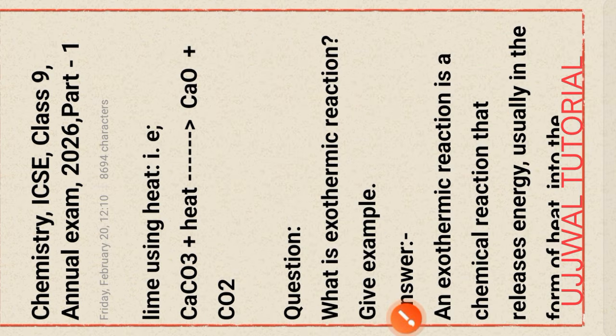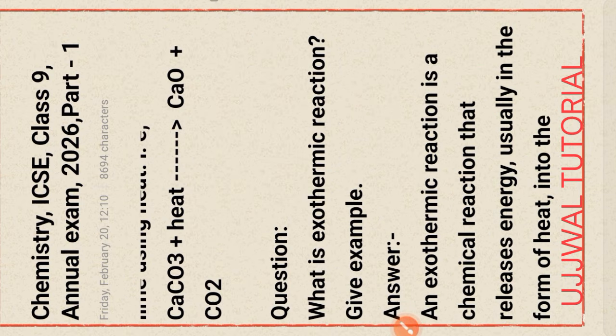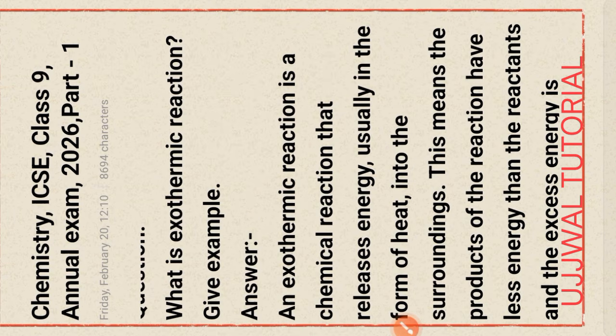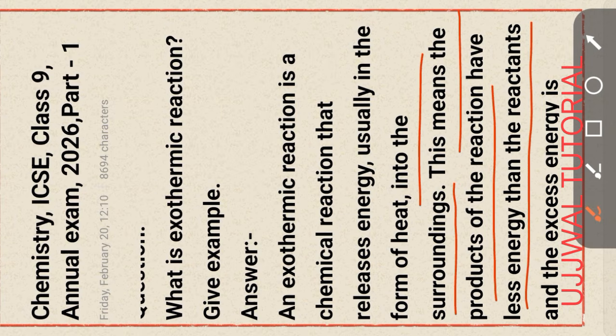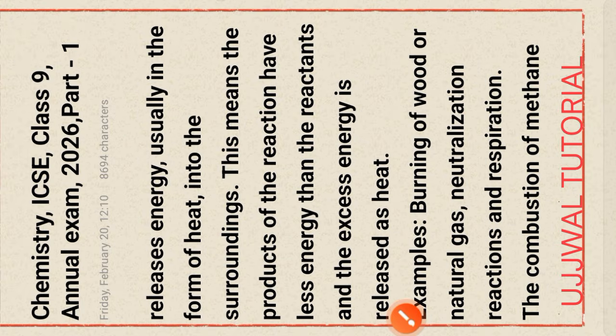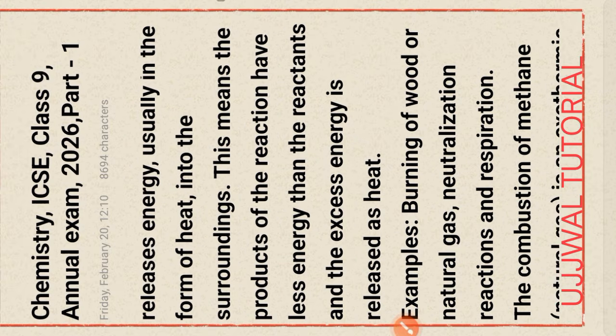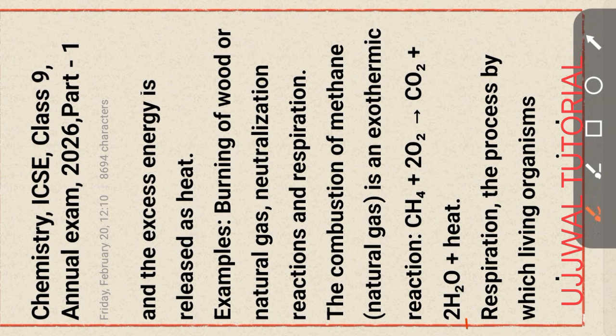Also, the next part is the exothermic reaction. Give an example. An exothermic reaction is a chemical reaction that releases energy, the opposite of an endothermic reaction, usually in the form of heat into the surroundings. This means the products of the reaction have less energy than the reactants, and the excess energy is released as heat. For example, methane reacts with oxygen to form carbon dioxide, water and heat.